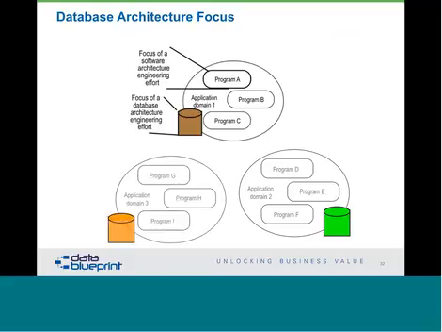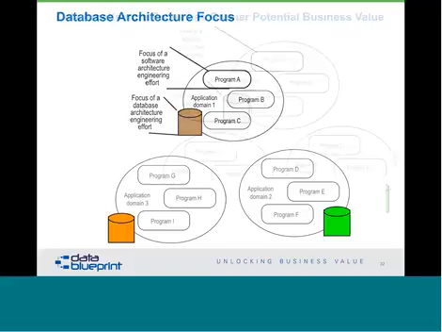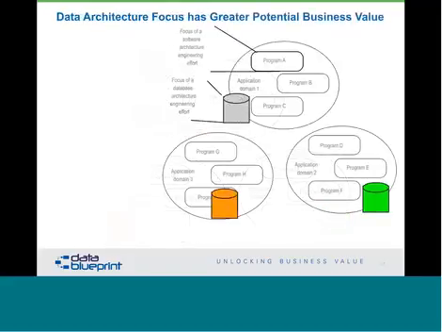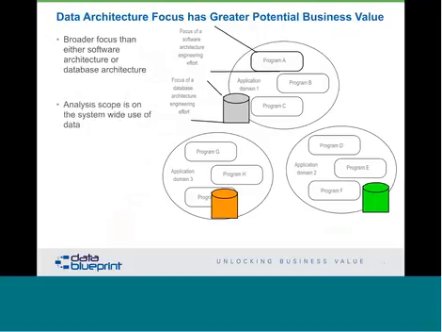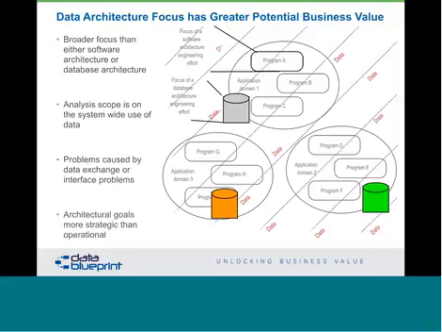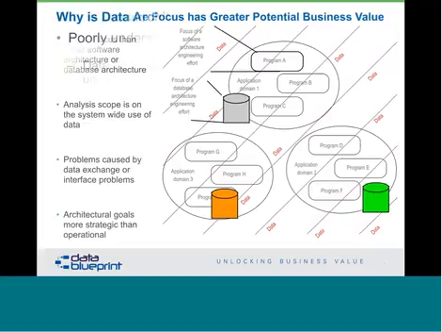And of course, this applies over and over again in organizations. What we're talking about from a data perspective is that the architecture has greater potential business value. The focus is broader than just the software architecture or any individual database architecture. It's a system-wide use of all the data because, of course, problems come in when we're trying to exchange or interface this data with everybody else's. So our architectural goals are much more strategic than they are operational in nature.